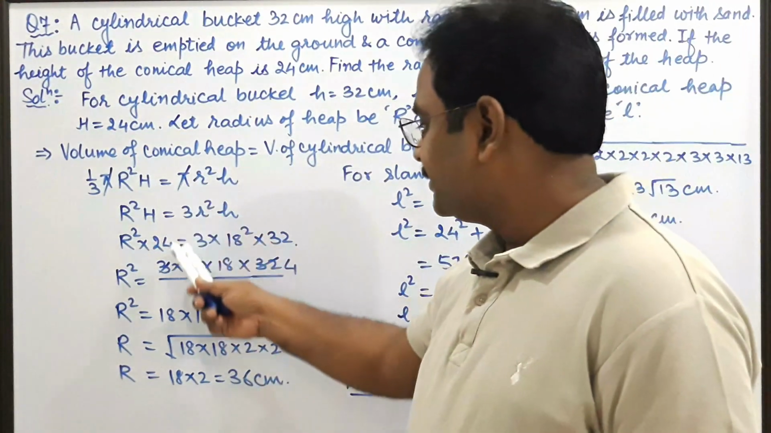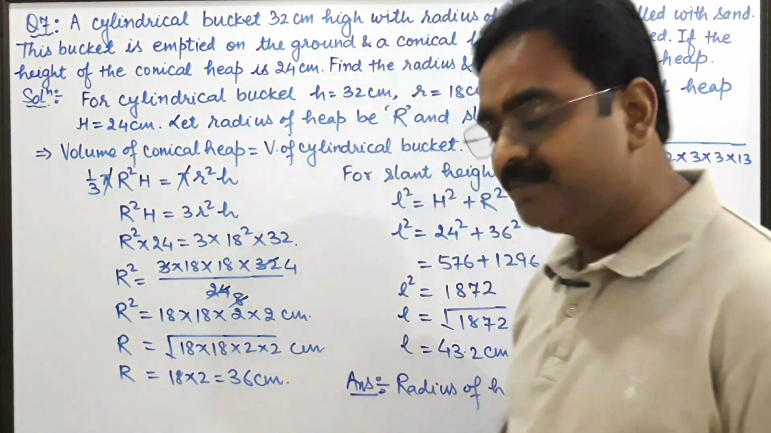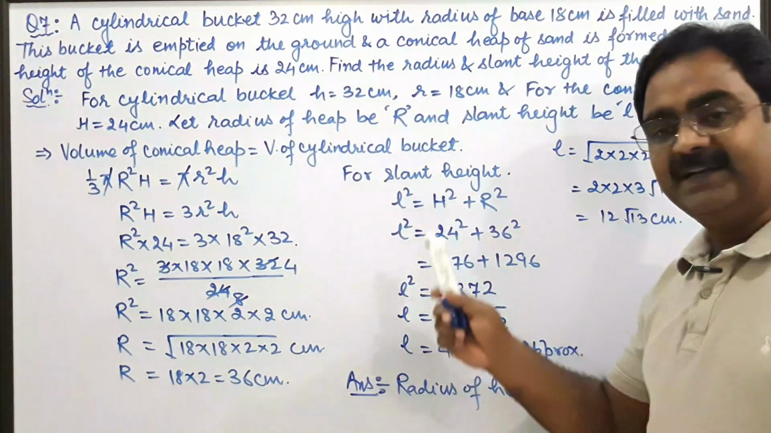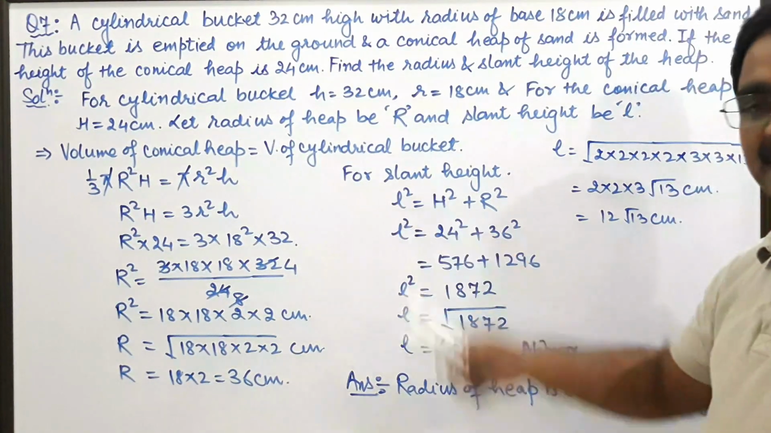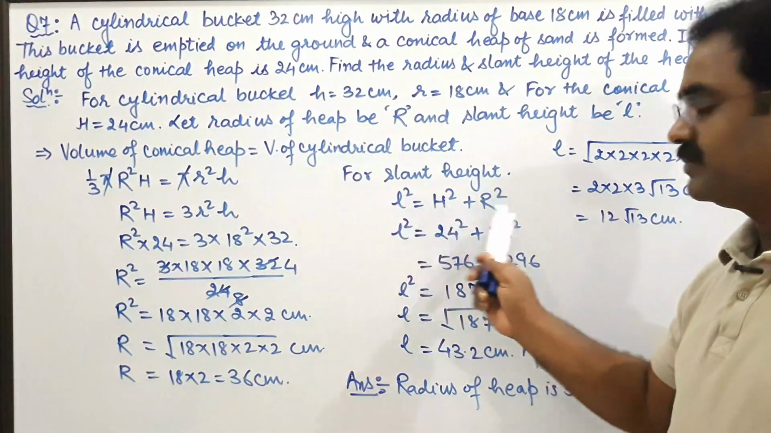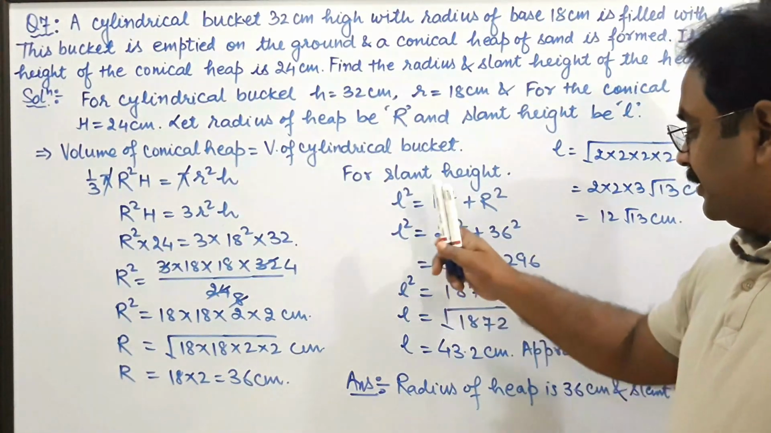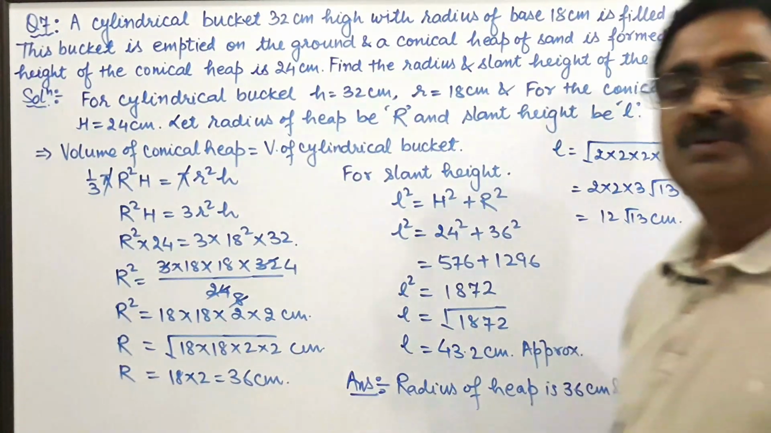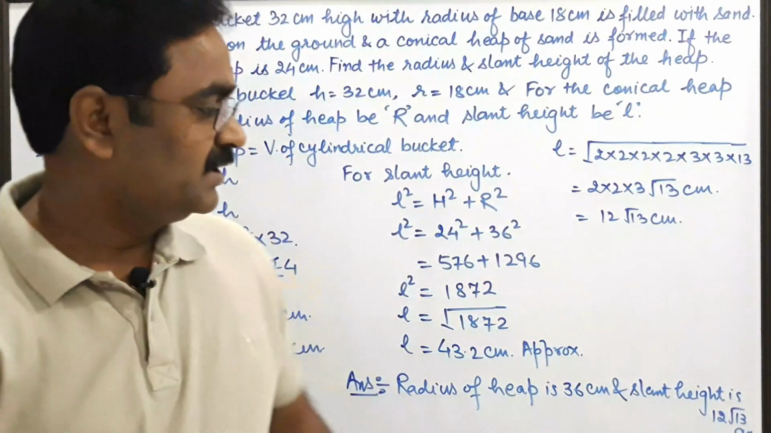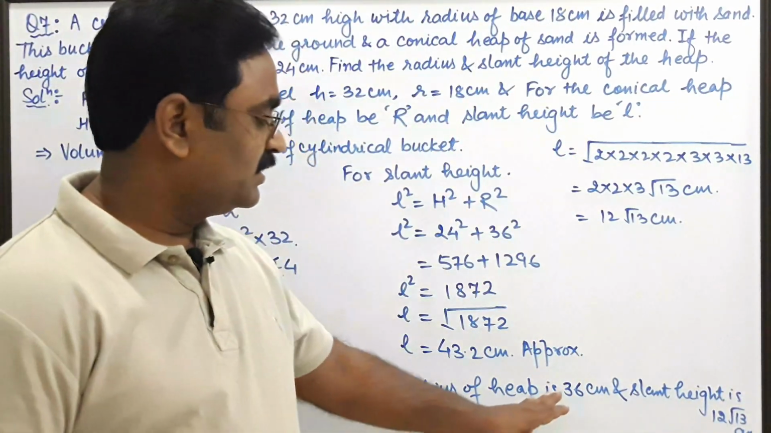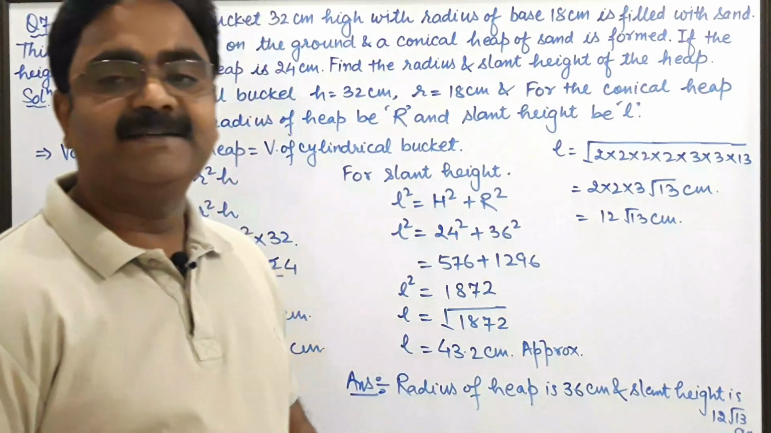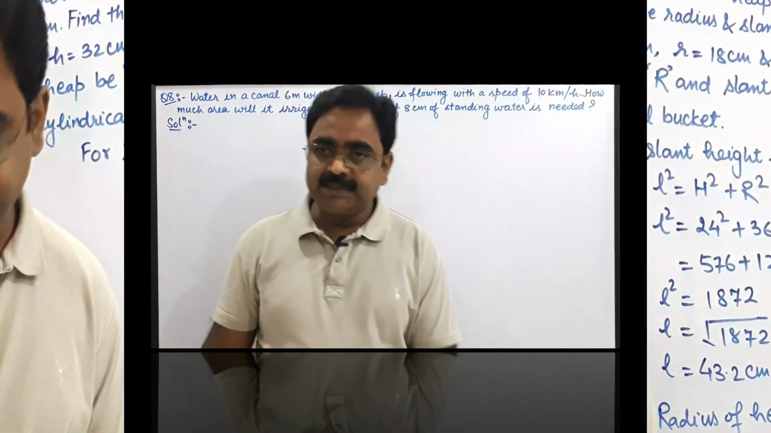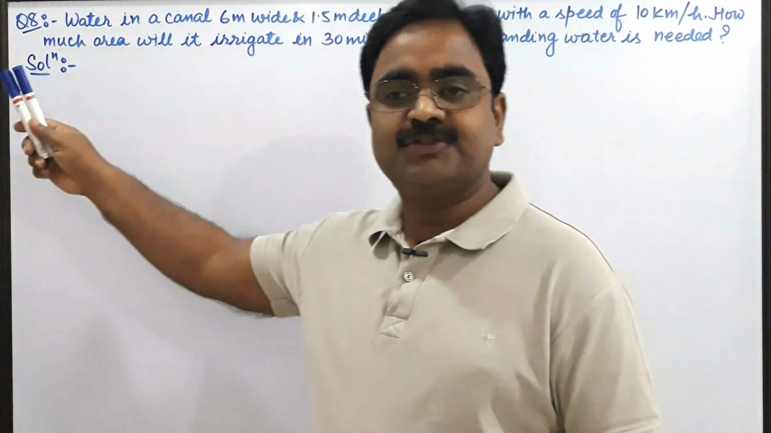So after taking these results, we got the radius of the conical heap, which is 36 centimeter. Now we have to find out the slant height of this. To find the slant height, we have to use the formula L square is equals to H square plus R square. So we got the slant height is 43.2 centimeter or 12 under root 13 centimeter. So therefore the radius of the conical heap is 36 centimeter and slant height is 12 under root 13 centimeter. Right friends? So let's see the next sum, which is question number 8.